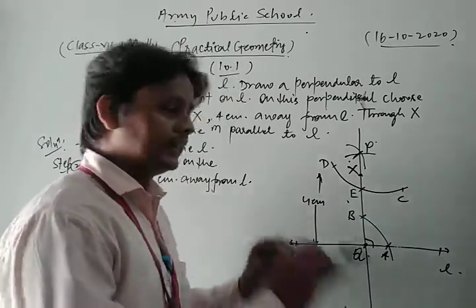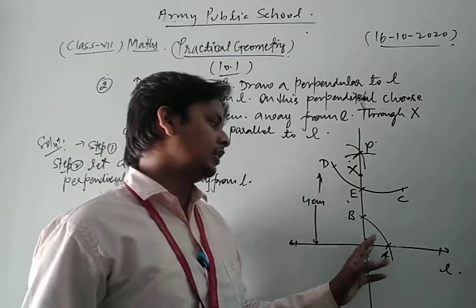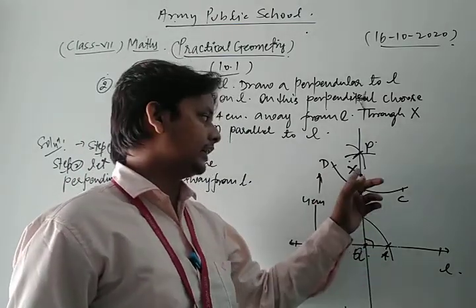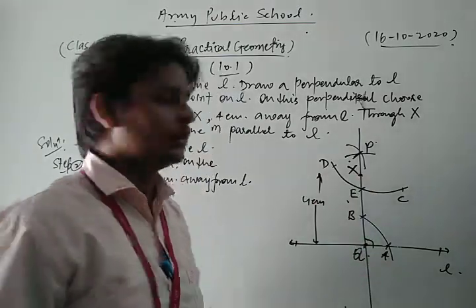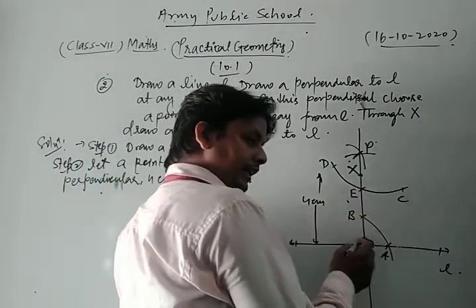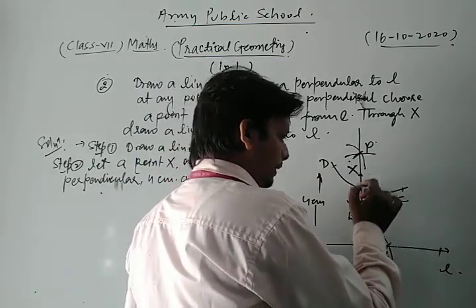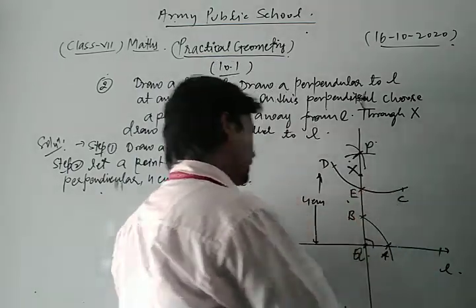Okay, now with the same radius which we took at that point, we take X as center. We put the tip of the compass at point X and with the same radius, we draw an arc CD which cuts the perpendicular at point E.